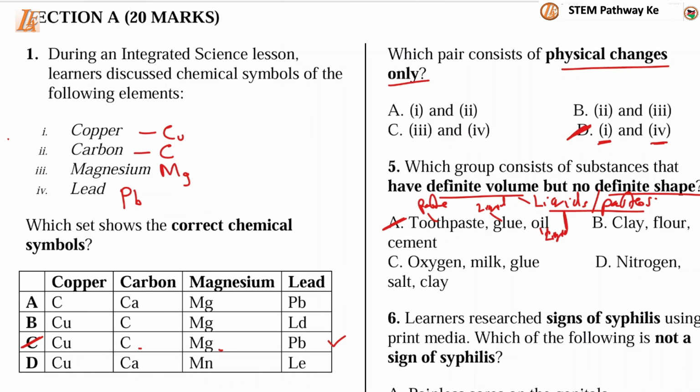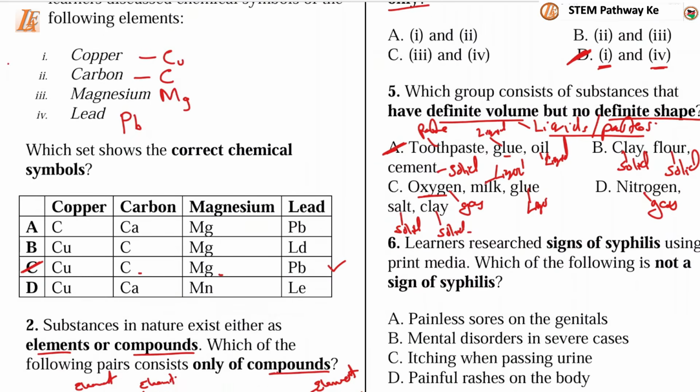Let's look at B. We have clay. This is a solid. Flour is a solid. Cement is also a solid. So this one is incorrect. Then let's go to C. Oxygen is a gas. Milk is a liquid. Glue is also a liquid. So oxygen disqualifies C. Then D, we have nitrogen. This is a gas, so this one is probably not liquid. Salt is a solid. This also disqualifies it. And clay is also a solid. So the correct answer is A.